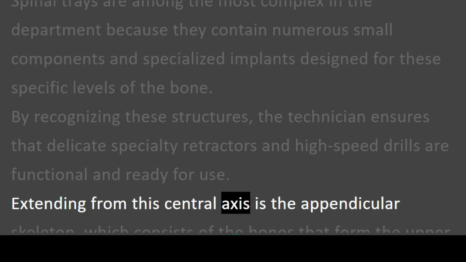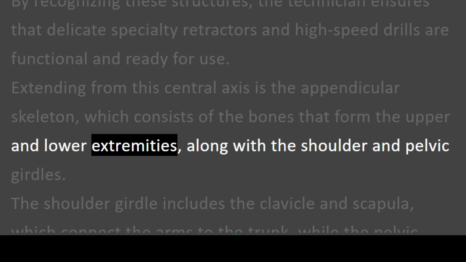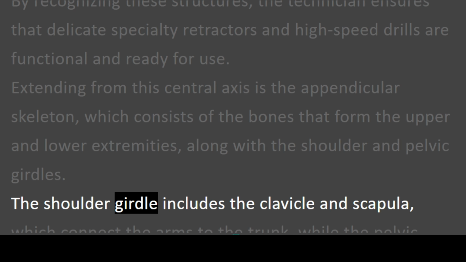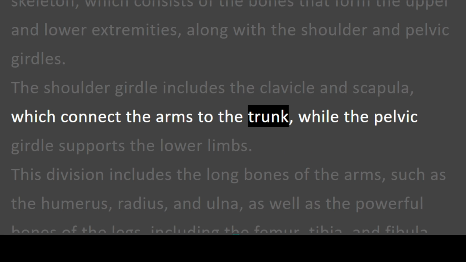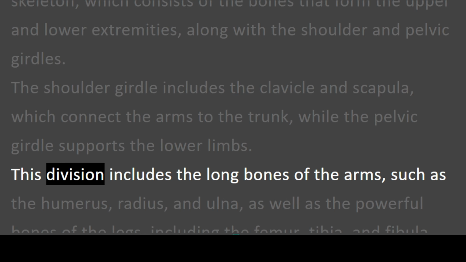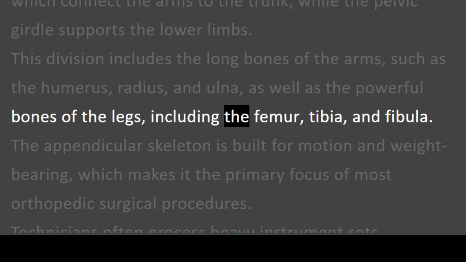Extending from this central axis is the appendicular skeleton, which consists of the bones that form the upper and lower extremities, along with the shoulder and pelvic girdles. The shoulder girdle includes the clavicle and scapula, which connect the arms to the trunk, while the pelvic girdle supports the lower limbs. This division includes the long bones of the arms, such as the humerus, radius, and ulna, as well as the powerful bones of the legs, including the femur, tibia, and fibula.